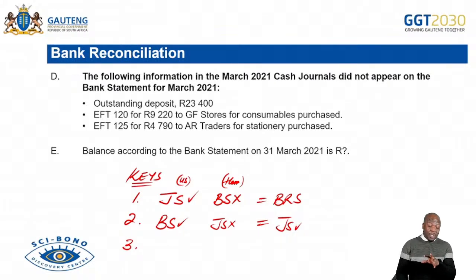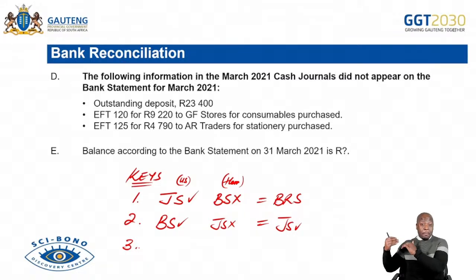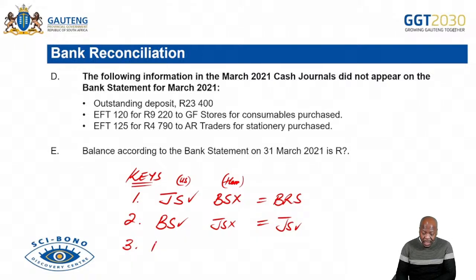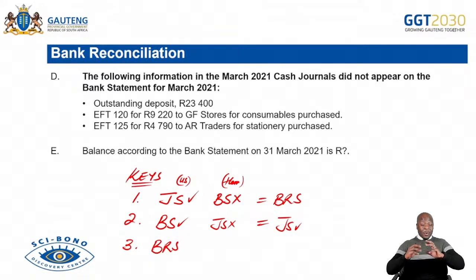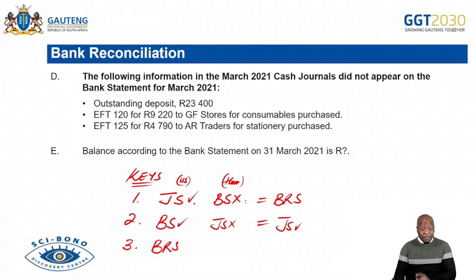Key number 3 is very interesting because with key number 3, you need the previous month's bank reconciliation statement. You're following? So it means with key number 3, you have to relate it to the previous month's bank reconciliation statement. Here's key number 3. If an item is on the BRS, now listen to this one. Why would an item be in the bank reconciliation statement? It would be there because it was in the journals, but not on the bank statement. It has a relationship with key number 1.